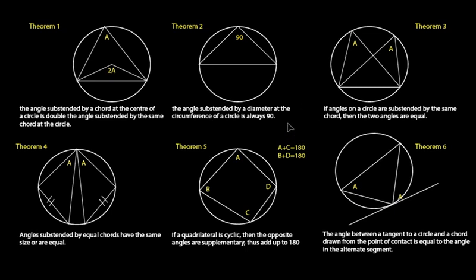So I will entreat all of us to dare to draw these circles and draw everything as we see over here, and then try to measure the angles and see if what I'm saying is true. Now the sixth theorem, which we have over here, is telling us that the angle between a tangent to a circle and a chord drawn from the point of contact is equal to the angle in the alternate segment.